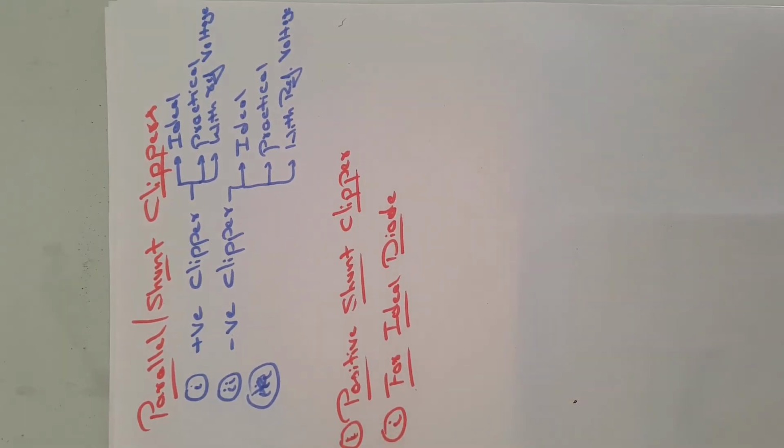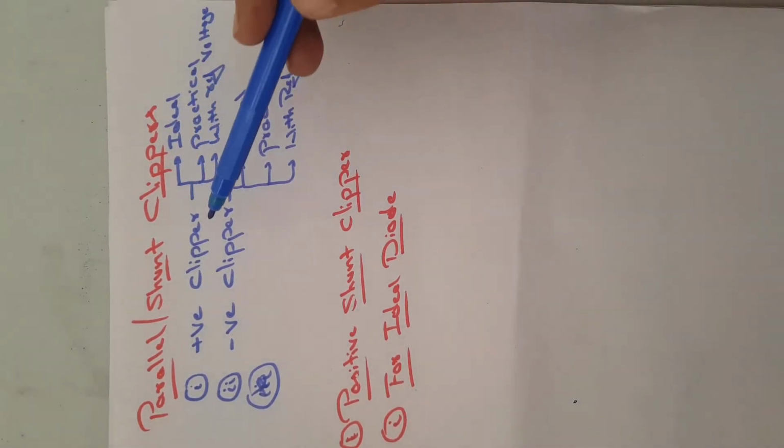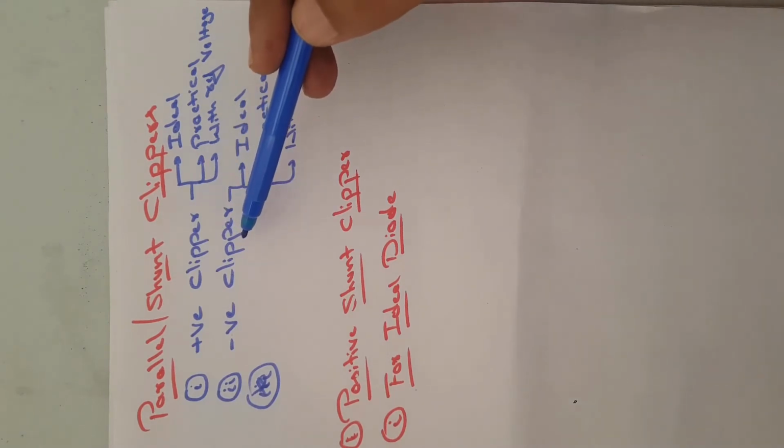In this session we'll be discussing parallel clippers. So far we discussed series clippers, where the diode is connected in series with the source. Now we are going to discuss the next type of clipper, that is the parallel or shunt clipper. Here the diode is connected in parallel with a voltage source. In this case we'll have a positive clipper as well as a negative clipper.